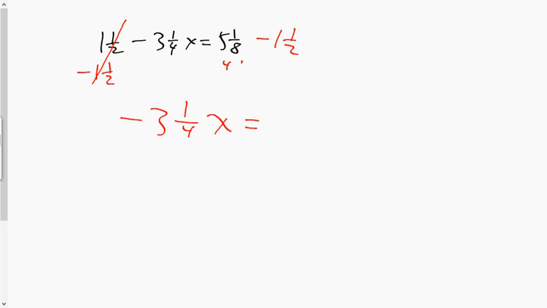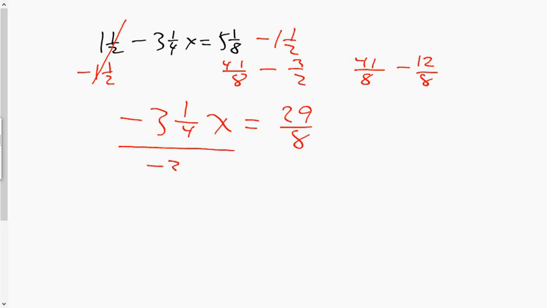Convert them to improper fractions that have common denominators, which will be 8. When you subtract that, you get 29/8. Then you're going to divide both sides by the coefficient, which is negative 3.25, to isolate your variable.